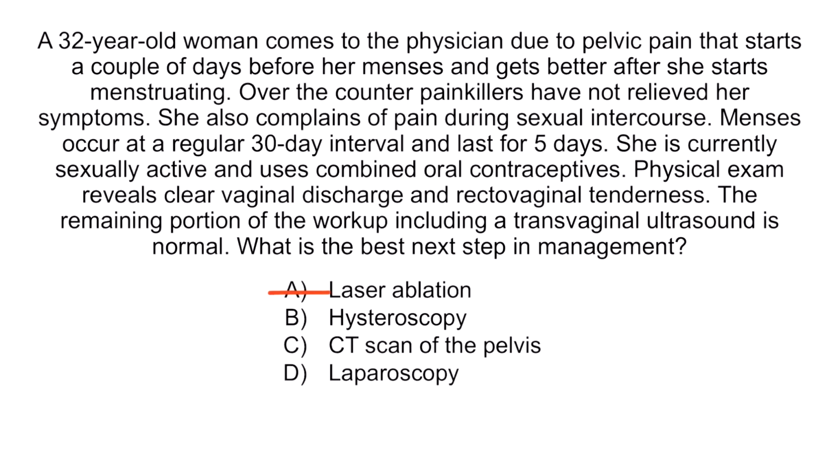Option A is incorrect because before the initiation of any invasive treatments such as laser ablation, the diagnosis of endometriosis should first be confirmed given the normal ultrasound findings. Option B is incorrect because hysteroscopy is used in the diagnosis of uterine fibroids and not endometriosis. Patients with fibroids do not usually present with rectovaginal tenderness. Option C is incorrect because a CT scan of the pelvis is not recommended for diagnosing endometriosis due to nonspecific findings. So again, the correct answer is option D, laparoscopy. And that concludes this section.